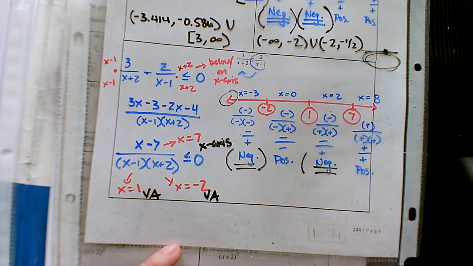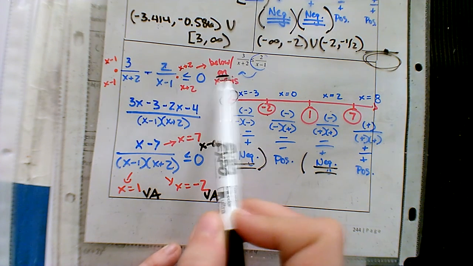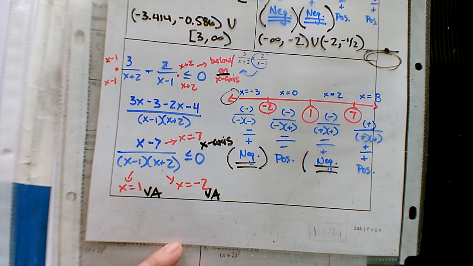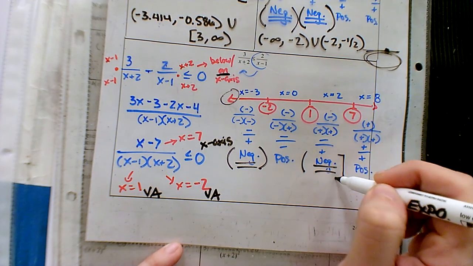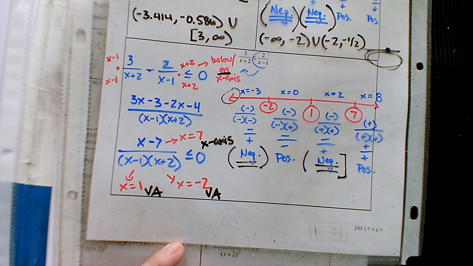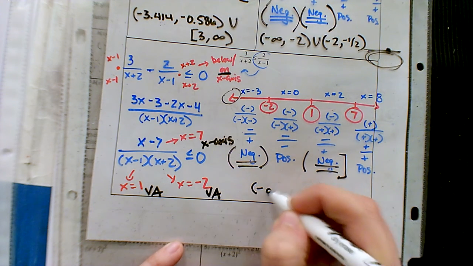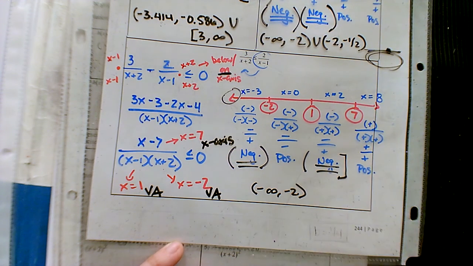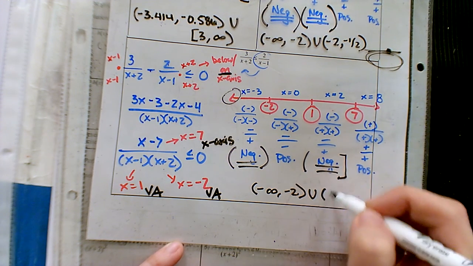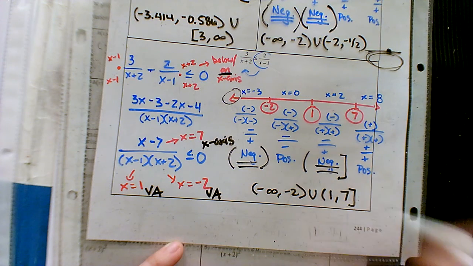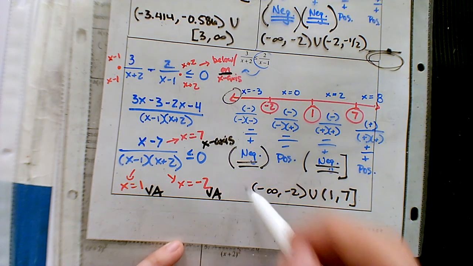And at 7, we said we have an x-intercept, which is technically on the x-axis, and that was part of the description that we said we were looking for. So we can include 7 as an endpoint. So we'll write negative infinity to -2 with parentheses, throw in the union symbol, and then 1 to 7 ending with a bracket.